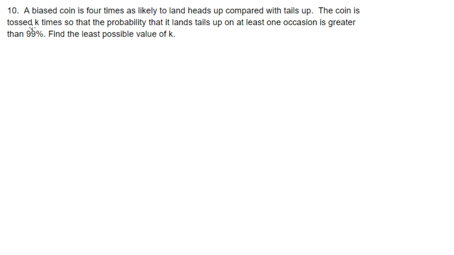All right, on page 186, we've got problem number 10. It's a biased coin. A biased coin is a coin that's not fair. That means it's not the same probability to hit each one. In this case, it's 4 times more likely to land on heads than it is on tails.